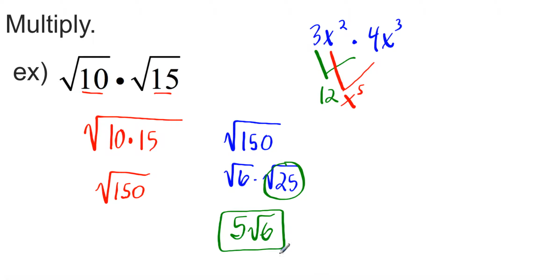Now, you know this is completely simplified because that number 6 right there has factors of 1 and 6 and 2 and 3. None of those factors are perfect squares, so that means you're done.